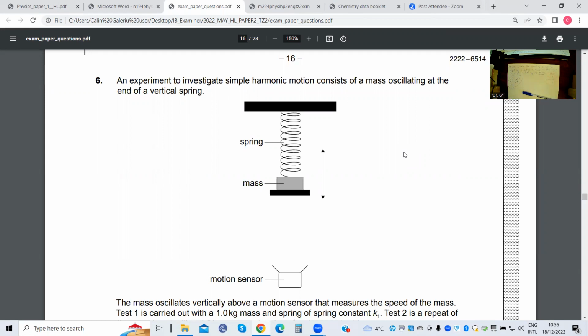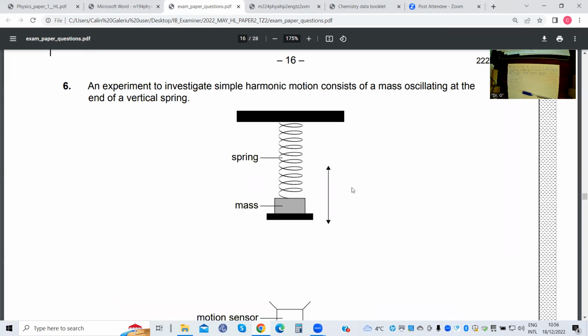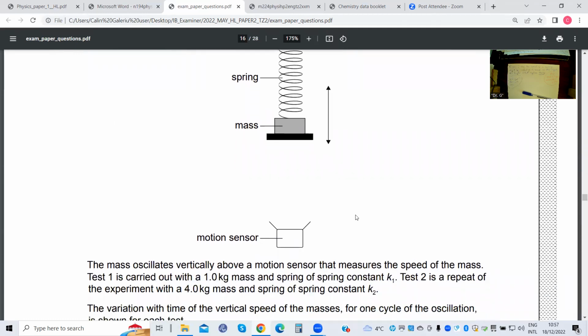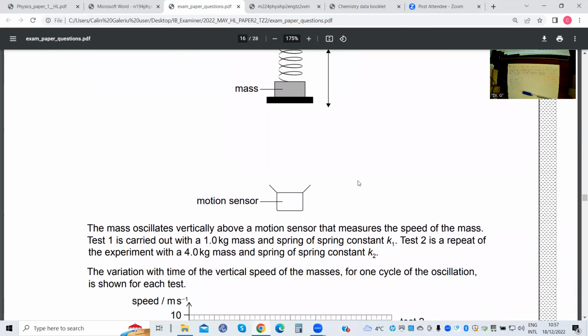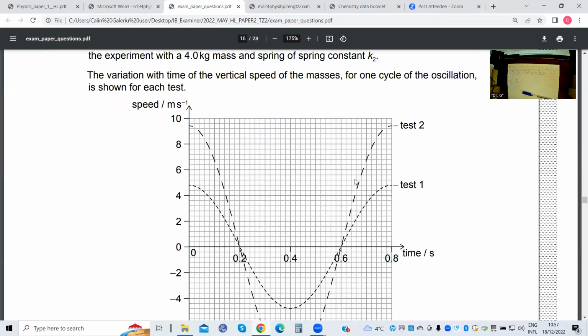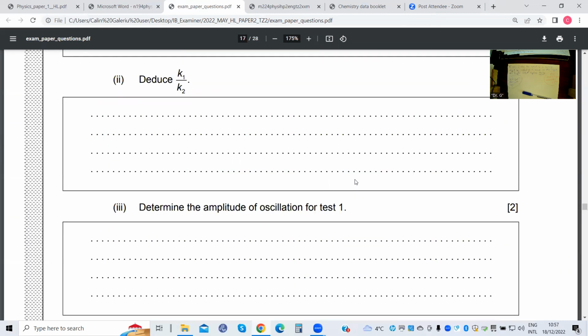Okay. An experiment to investigate simple harmonic motion consists of a mass oscillating at the end of a vertical spring. So the moving object is this mass. And we have a motion sensor. The mass oscillates vertically. Okay. And we'll skip to the last question.